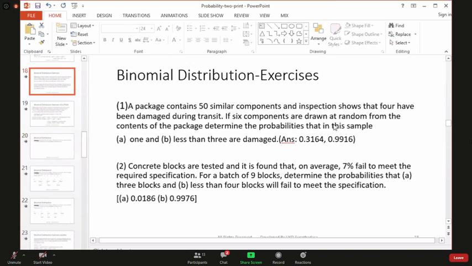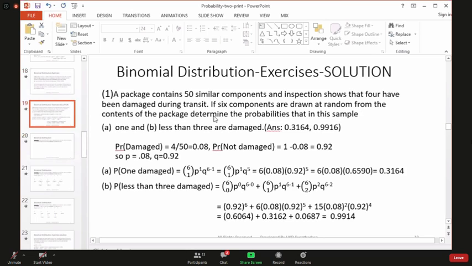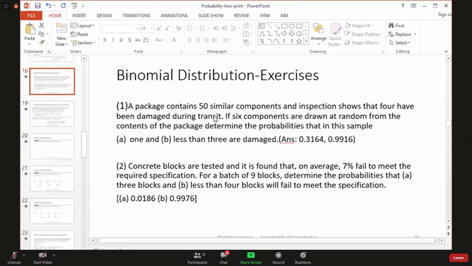I think I explained this on the previous day also. Remember, this is an application of the binomial theorem. A package contains 50 similar components, and inspection showed that 4 have been damaged during transit. Now we can calculate the probability. What is the probability of damage? 4 by 50. Not damaged means 46 by 50. The damage probability is very low.